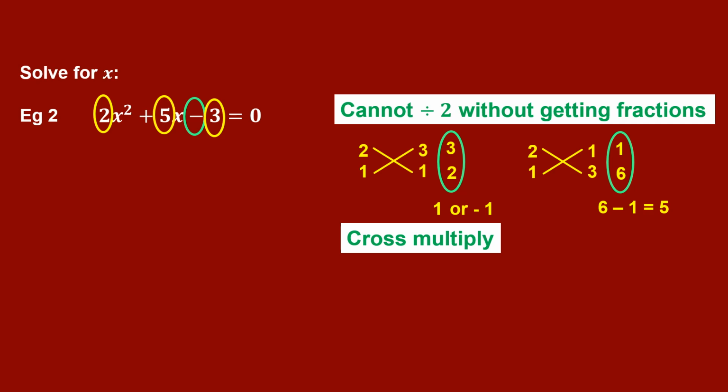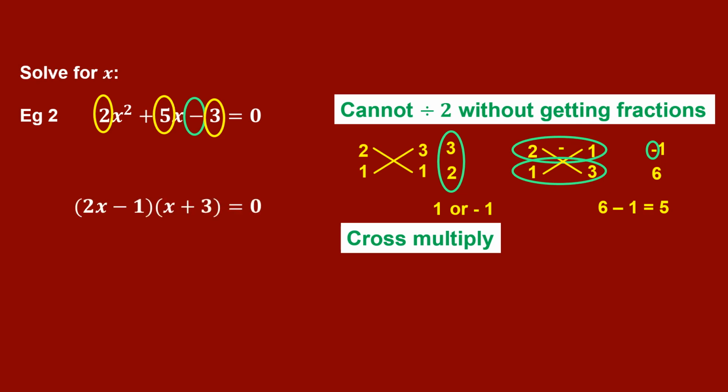Now we just need to check the order. I want to go 6 minus 1 to give me 5. So that negative at the top must stay at the top. And then when we put our brackets, we bracket top row with top row, bottom row with bottom row. So my brackets will be 2x minus 1 and x plus 3 is equal to 0.